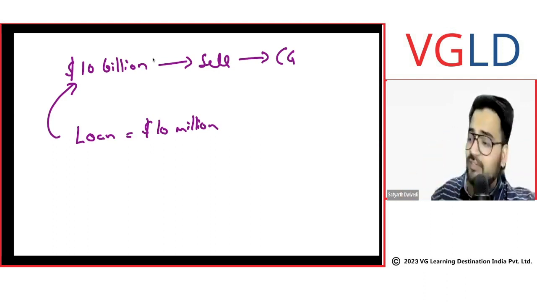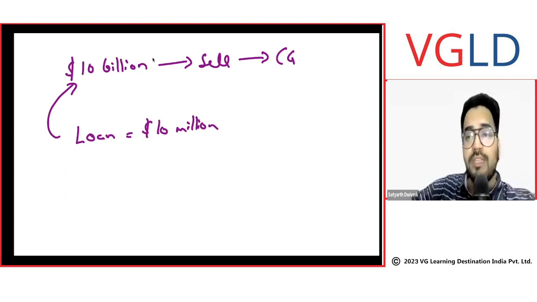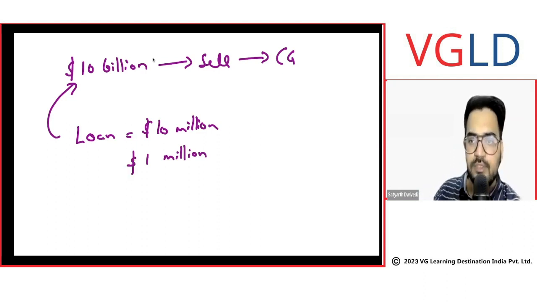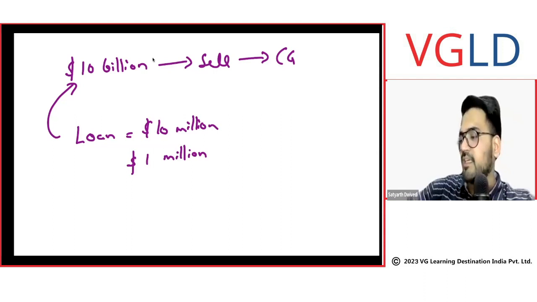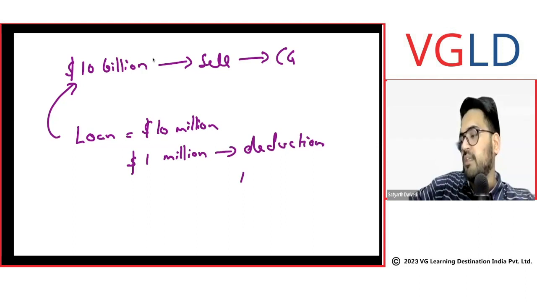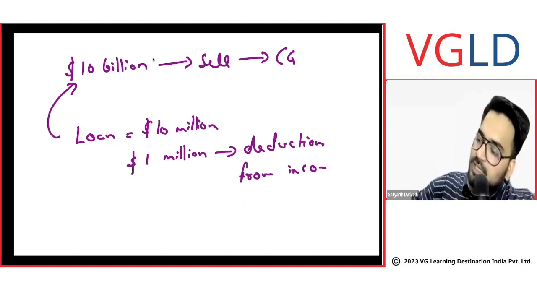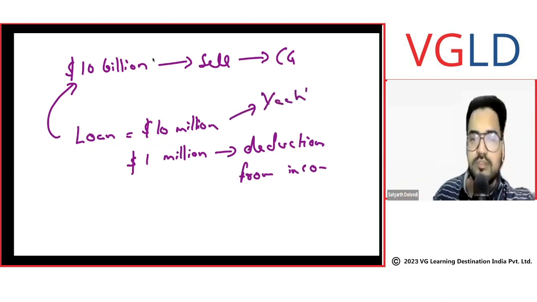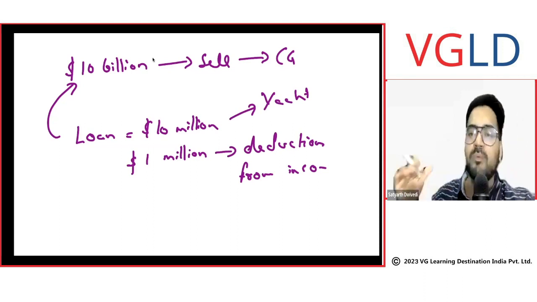They'll do whatever they wish to do with it. Whatever interest they pay on this amount, say 7% interest or 10% interest. How much is the 10% interest? 1 million is the interest. And this is a deduction from income. From this 10 million, they will go buy a yacht. And this deduction is from income. So people all over the world are doing this.